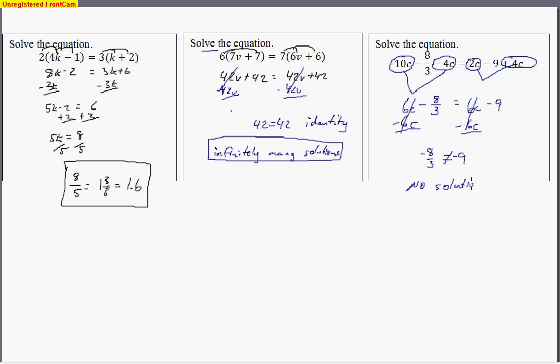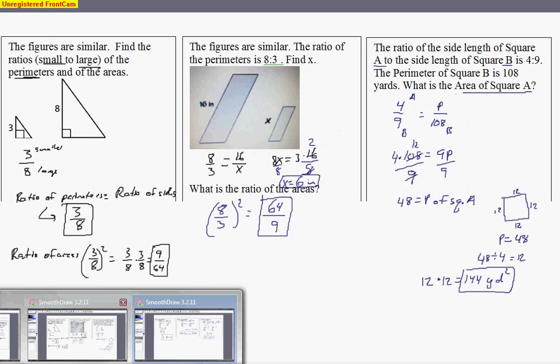So those are the three types of answers we can have when we're solving an equation. We can have no solution, we could have infinitely many solutions, or we could have a one-number answer, just like we have over here. So those are the problems for this week's test.